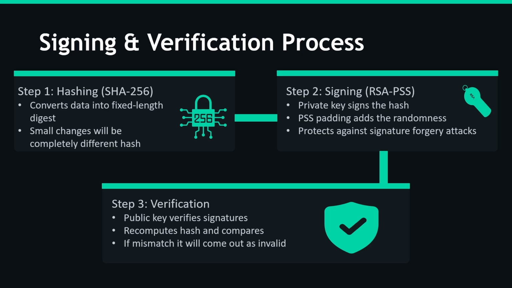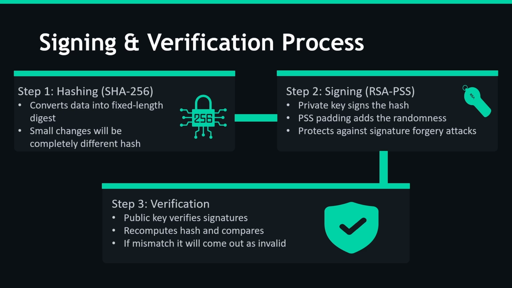So, when we look at the signing and verification process, first the data is hashed using SHA-256, where it converts it into a fixed length digest. This ensures integrity since even small changes in the data produce a completely different hash. Next is the hash being signed using the private key with RSA PSS padding. This adds randomness, making signatures more secure and resistant to things like forgery attacks.